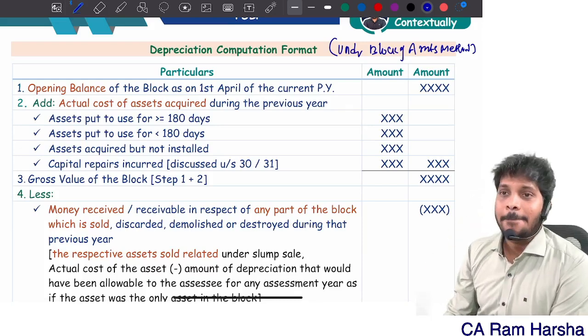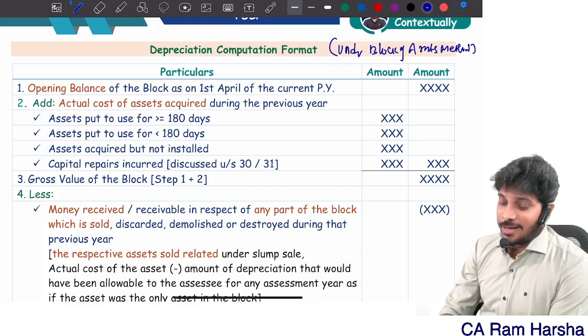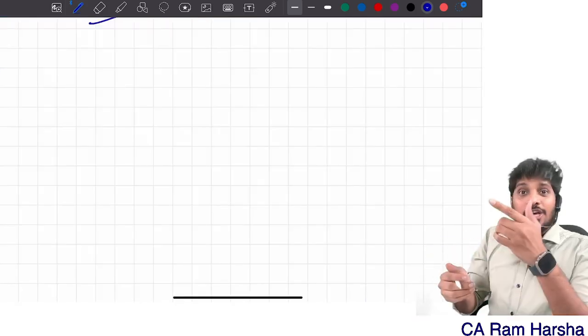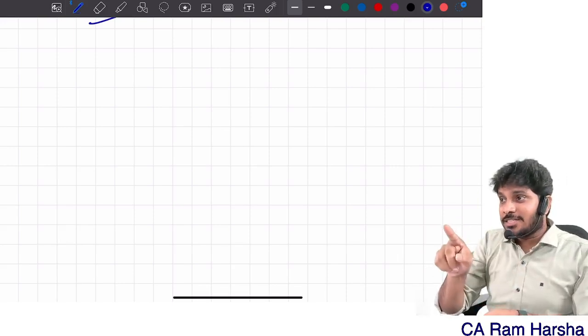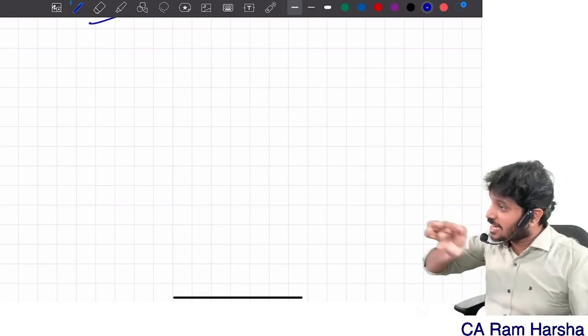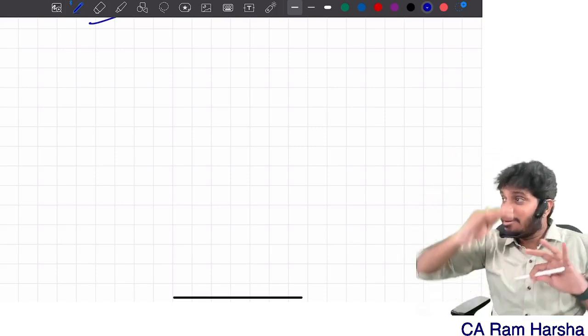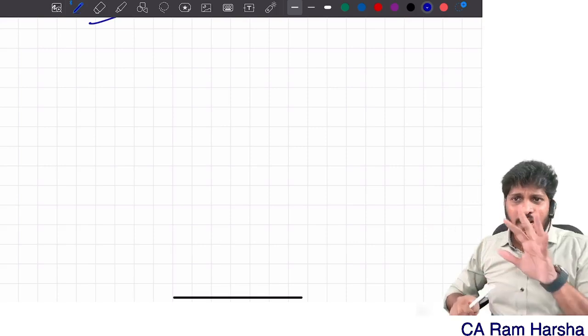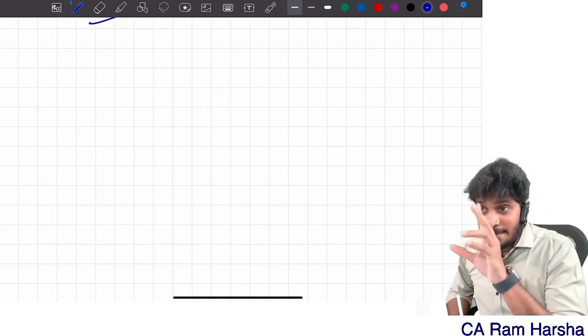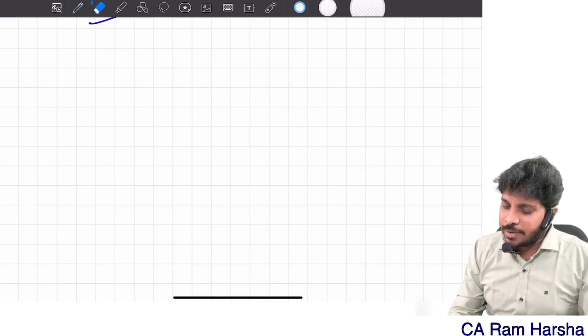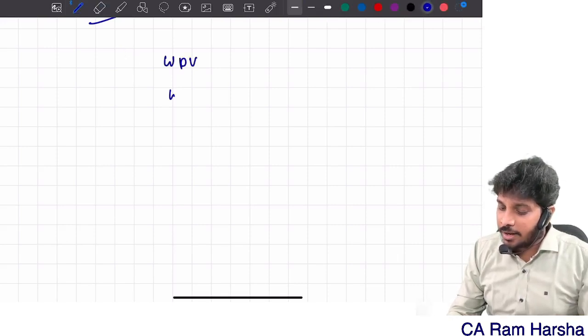Now you know. Tell me, first year of business, I purchase every asset newly. You know very well, more than or equal to 180 days full depreciation, less than 180 half, I know. What about opening value? Second year onwards, it will be in the opening value, right? WDV method means, see, there is a difference between WDV and WDV method.